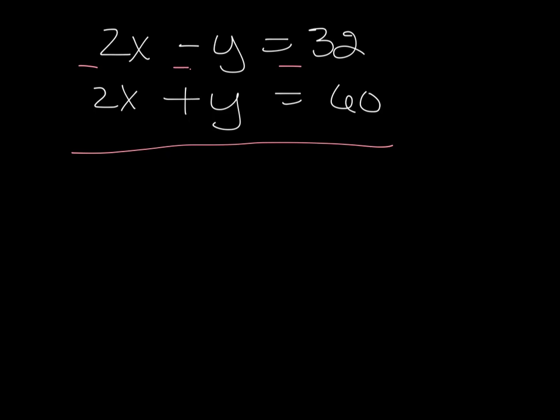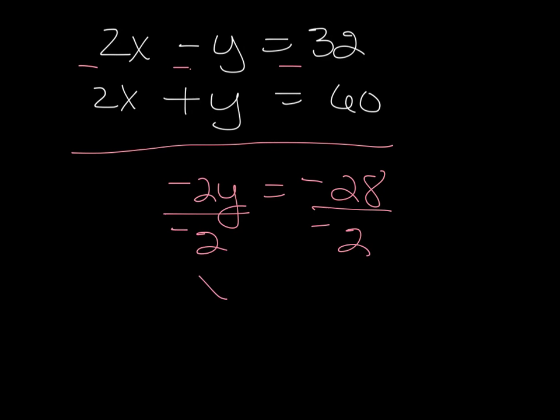So if I take 2x minus 2x, that's gone, which is what we want. If I take negative y minus positive y, that gives me negative 2y. 32 minus 60 is negative 28. Divide both sides by negative 2, and I got y is 14.